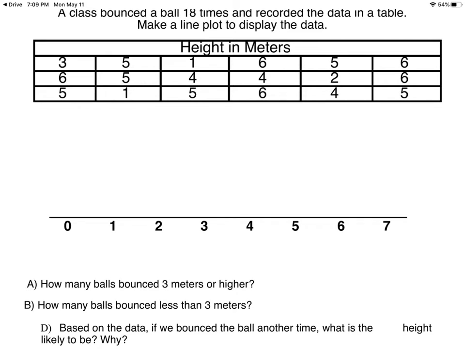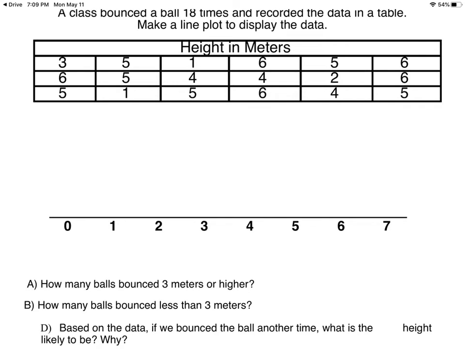So in this particular scenario, a class bounced a ball 18 times and recorded the data in a table. So they bounced it and they saw how high the ball bounced, and they put all their information down. And so we're going to be putting it into a line plot. So we're just going to go through the list and we're going to put an X for every piece of data.